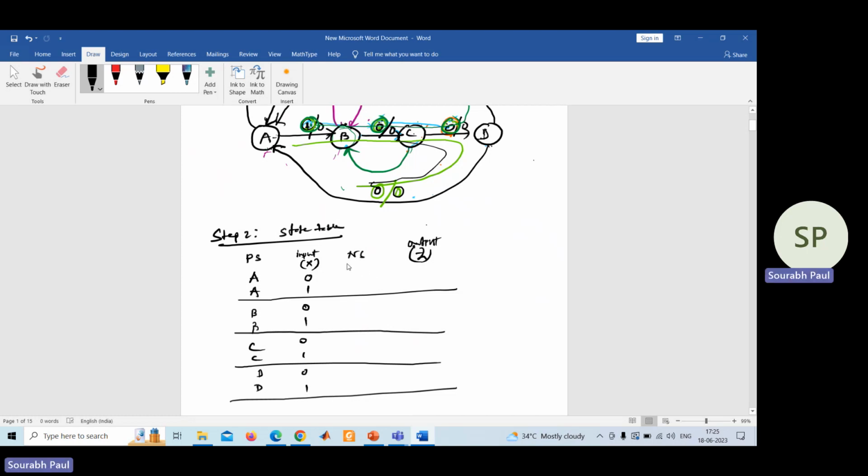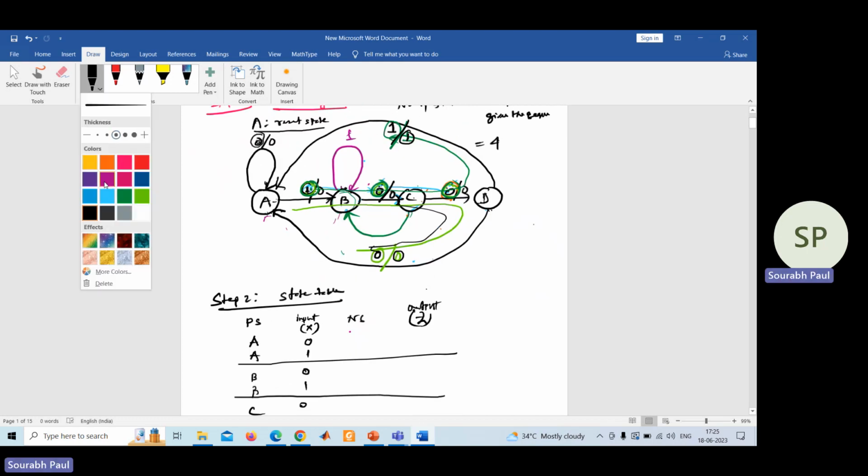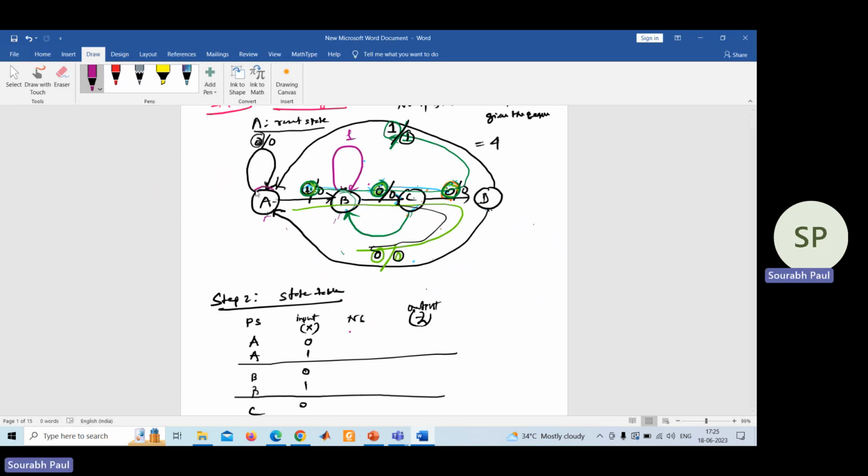Now you need to decide what will be your next state if the input is 0 or if the input is 1. If you see in the state diagram, try to understand what I'm saying. If you have the state A and the input is 0, where are you going? Again, you are coming back to state A. So the next state will be A. Now, if your present state is A and the input is 1, where are you going? You are going to state B.